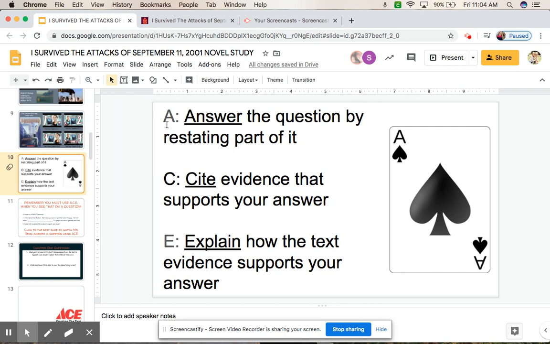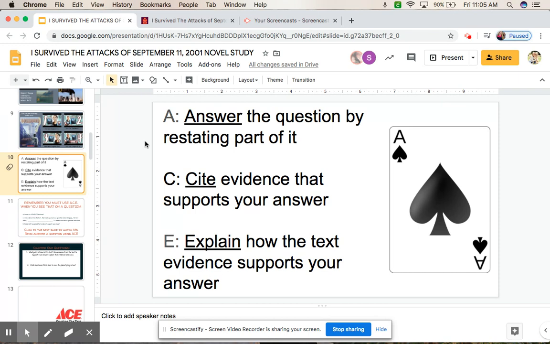The A in ACE stands for answer the question by restating part of it. So that means answering in a complete sentence. If it says, what's your name? I would say, my name is Miss Renn. That's how you restate part of the question. The C stands for cite evidence that supports your answer. So that's when we're going to pull out evidence from the text. And then the E stands for explain how the text evidence supports your answer. So why did you pick that evidence?